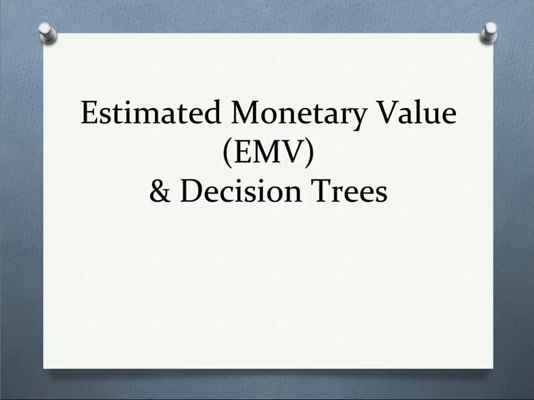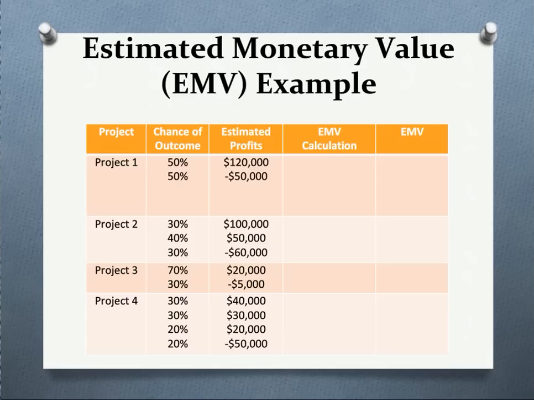A simple way to analyze risk is by calculating estimated monetary value, or EMV, and using a diagramming technique called a decision tree. Here we have a sample problem from Kathy Schwab for our consideration. There are 4 projects listed here with a variety of potential payoffs and losses. We will be performing the calculation for EMV for each project and then creating a decision tree based on these probabilities and the estimated monetary values arrived at from them.